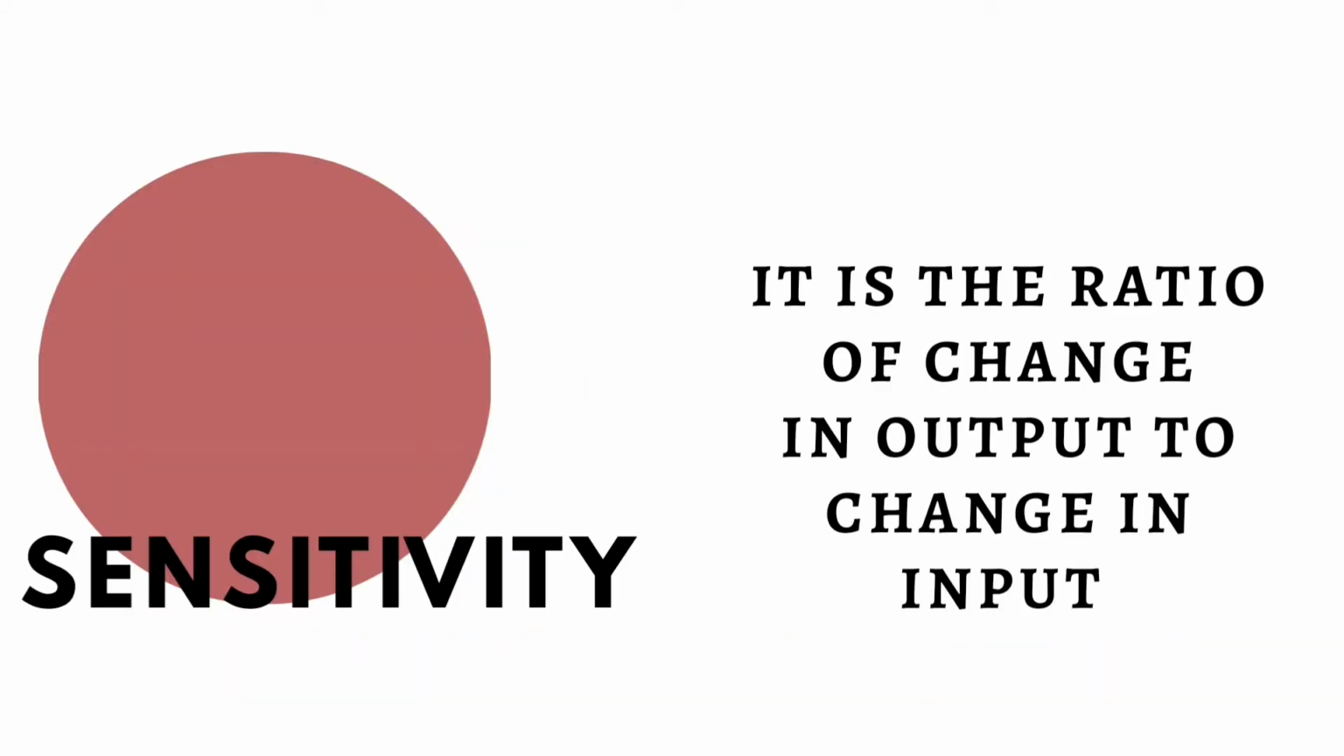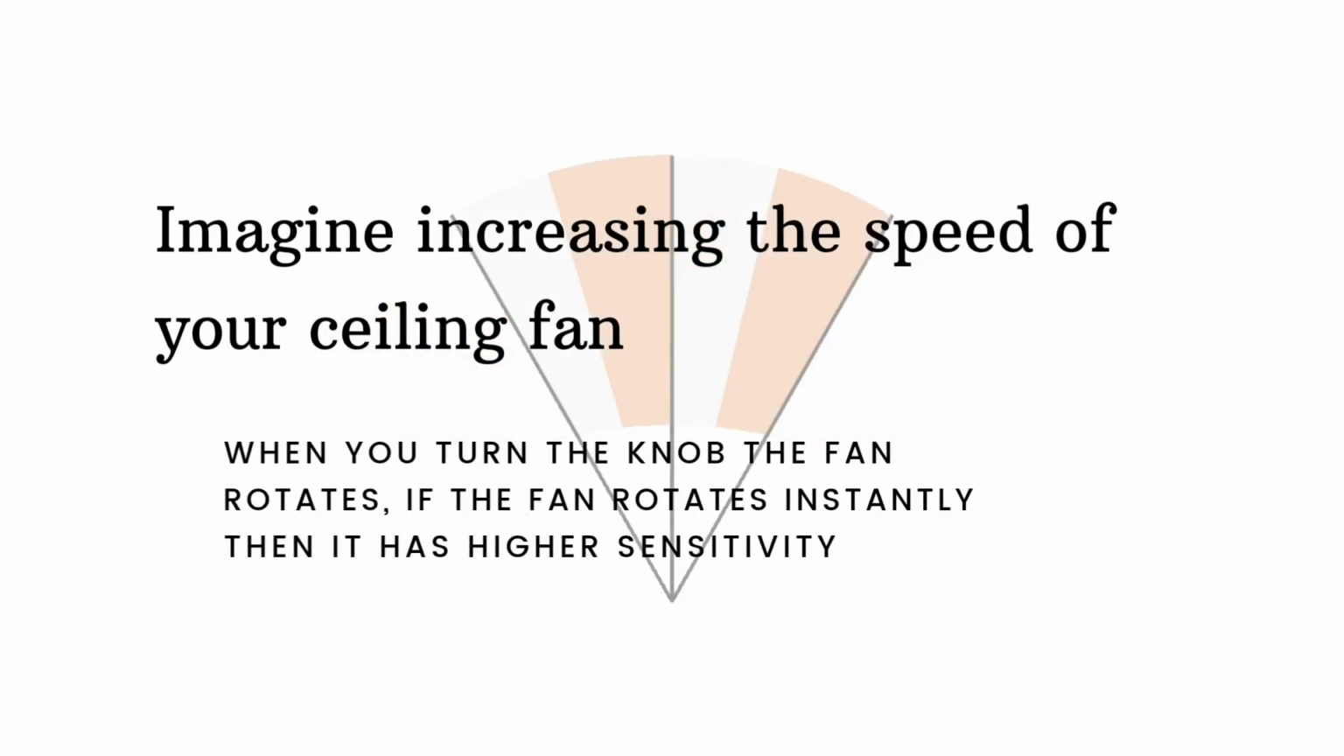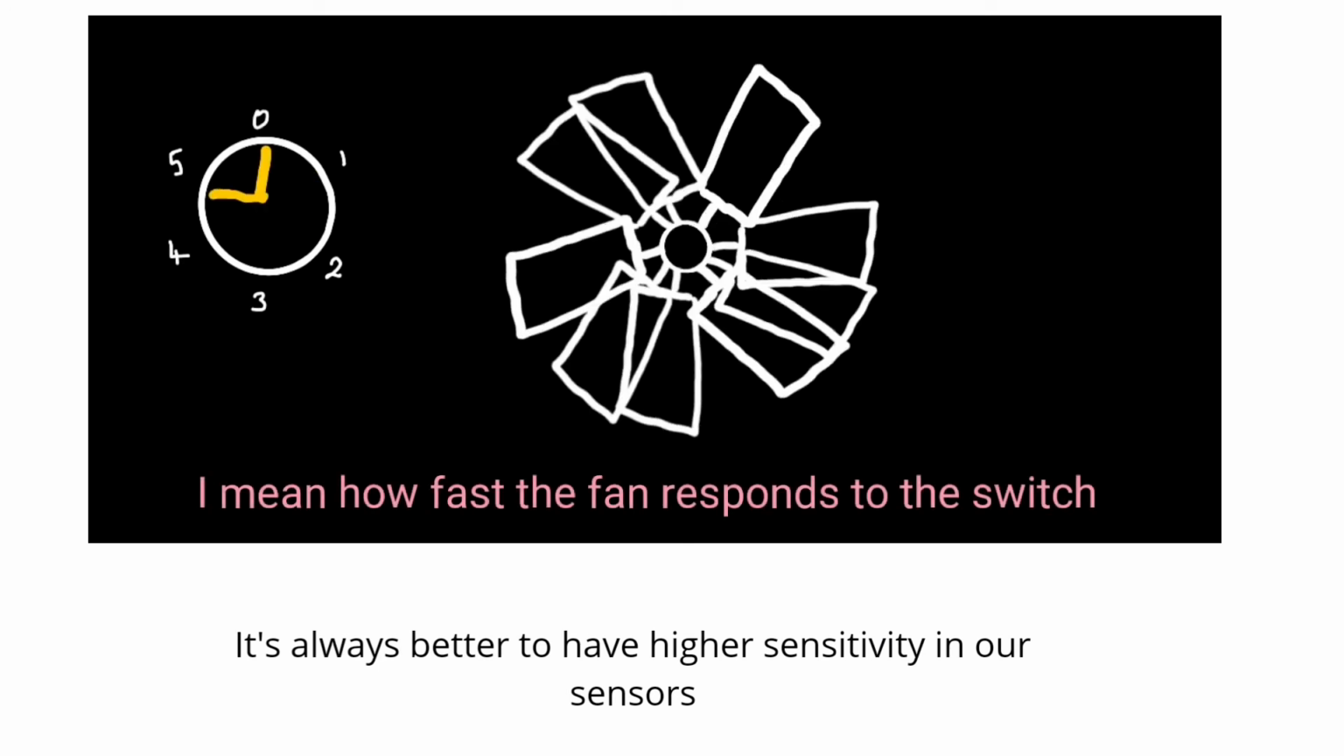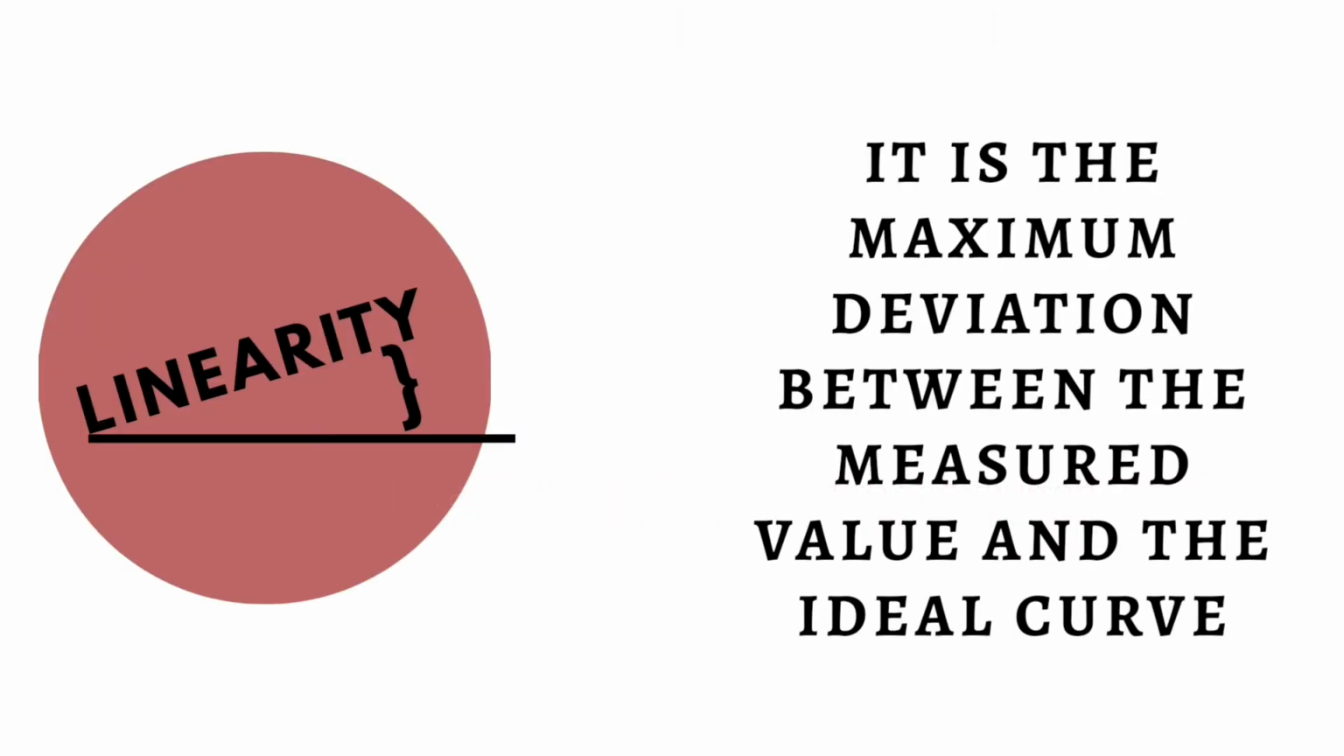The next one is sensitivity. It is the ratio of change in output to the change in input, right? So imagine you're turning on the fan. When you switch on the fan, if it works very fast, we can say that it has very high sensitivity, right? Okay, the next one is linearity.